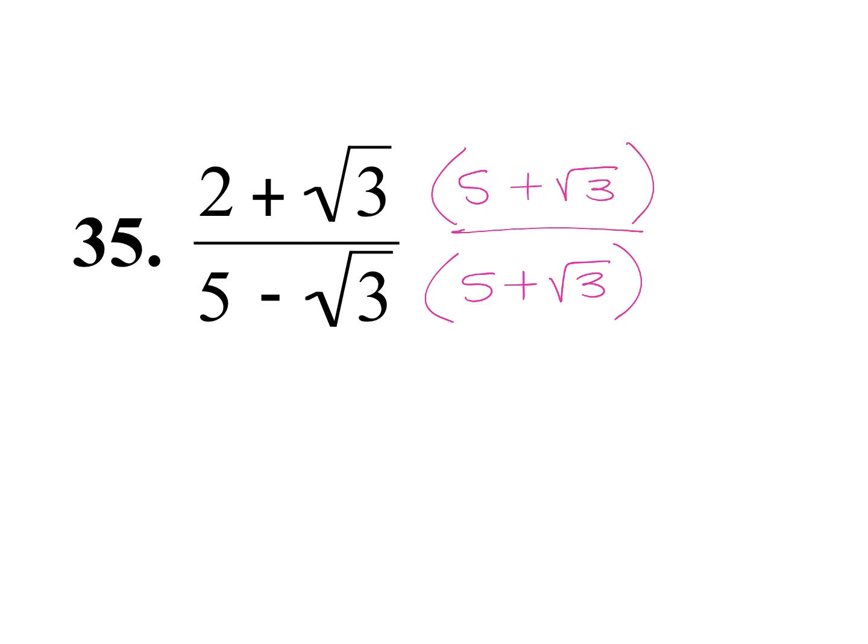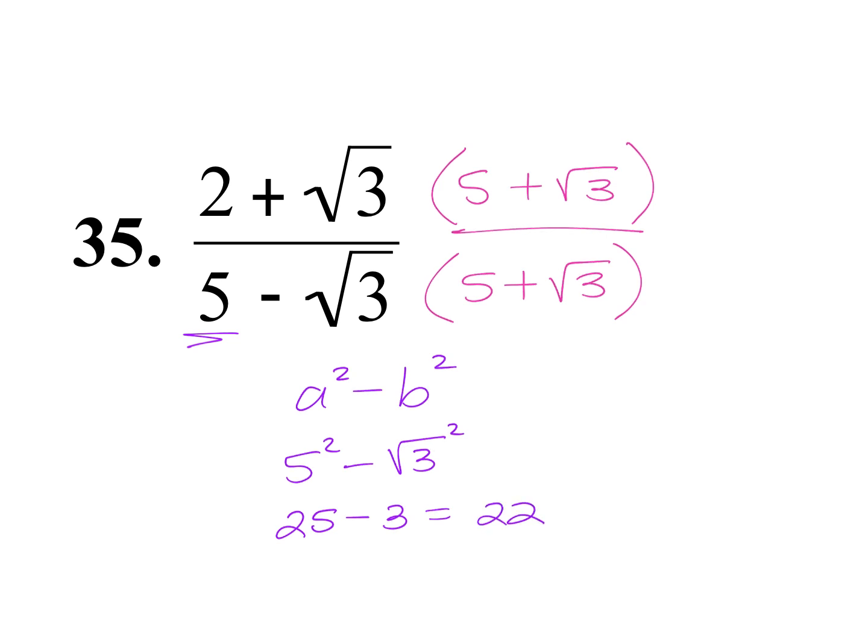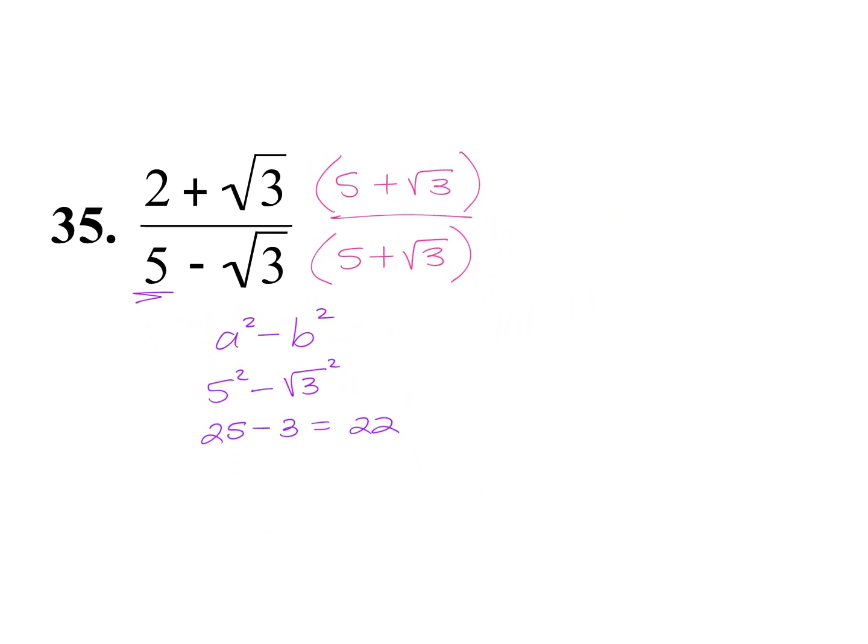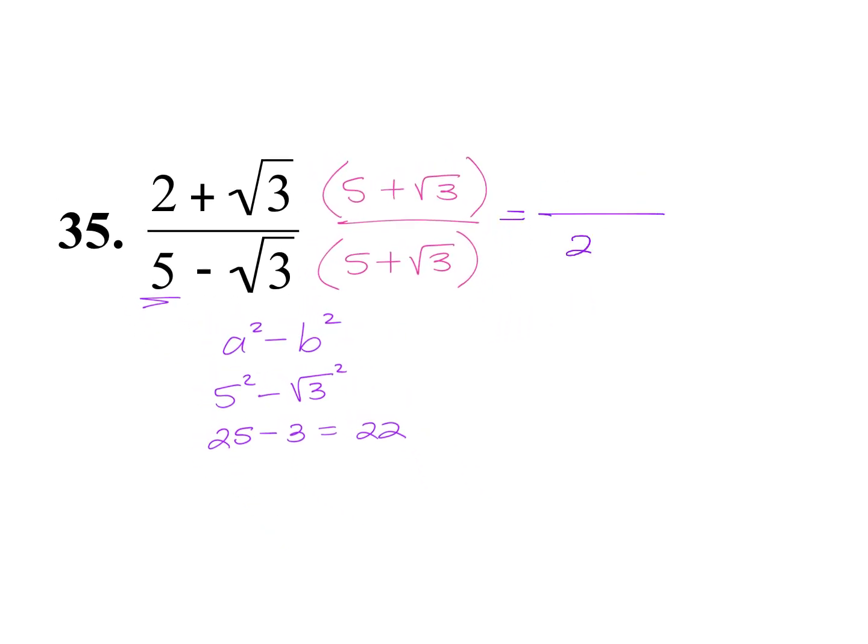Okay? Do you remember the shortcut? Do you have to FOIL the bottom? No. Can you FOIL the bottom? Yeah, it's a lot more work, but you can. It's a squared minus b squared is the shortcut, right? So it's 5 squared minus the square root of 3 squared. So really it's 25 minus 3, or 22 is going to be your denominator. Do you remember doing that? Yes. Okay, so 22 on bottom.